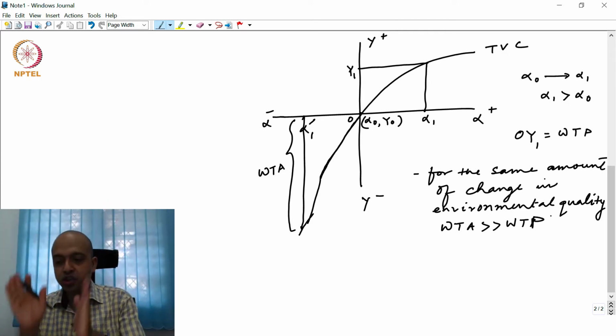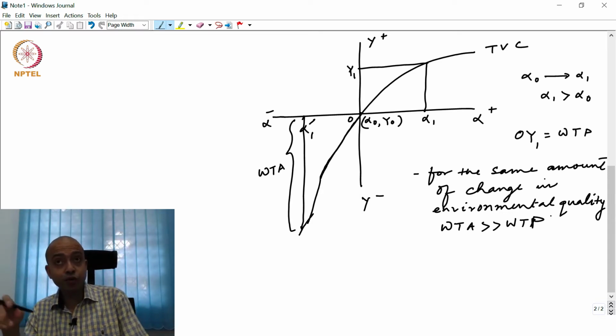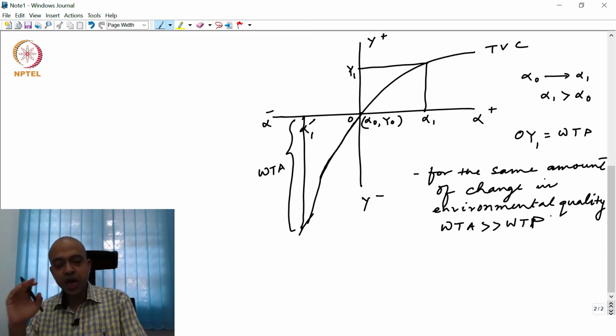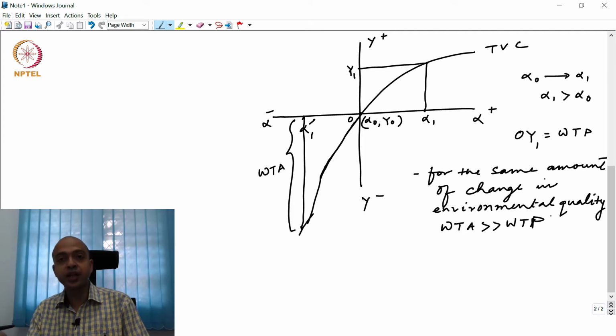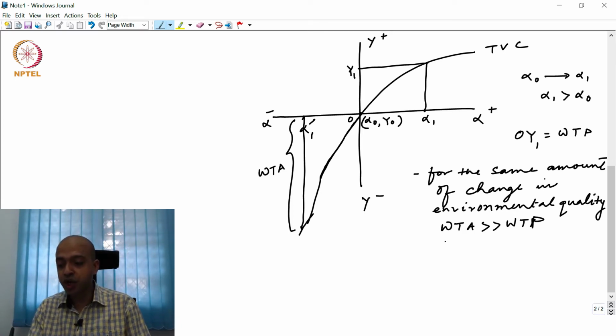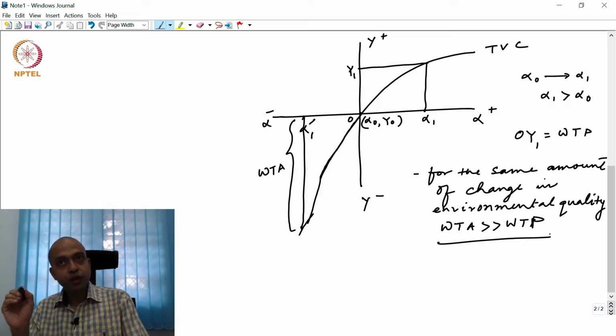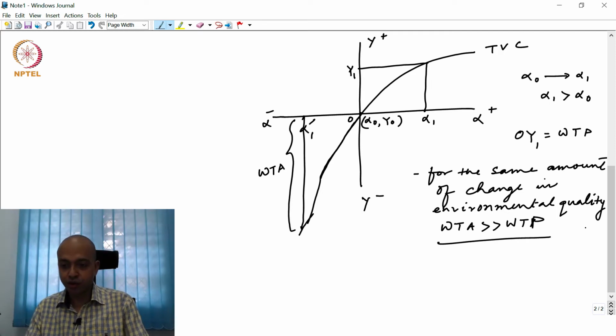Okay, this is the simple observation we can make, but it has profound implications about the individual's preference. And why does this happen? Why, for the same amount of change in environmental quality, is willingness to accept much higher than willingness to pay? That is something which needs further attention. Willingness to accept is much higher than willingness to pay. This we'll discuss in detail later on.